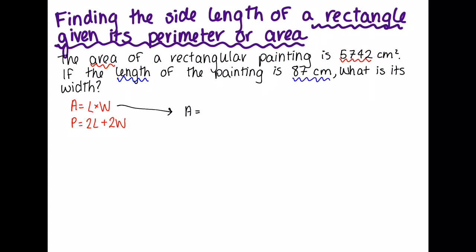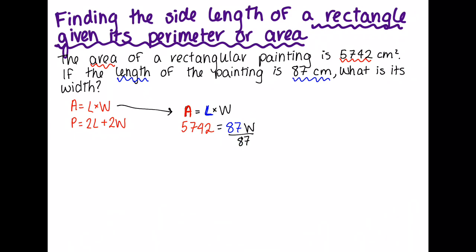So if area is equal to length times width, and we know that the area is 5,742, and we know that the length is 87, so I'm just replacing this right here with 87, and I replaced the A with the 5,742. And then times W would just be W. So we have 5,742 is equal to 87W. Now we just need to solve for W.